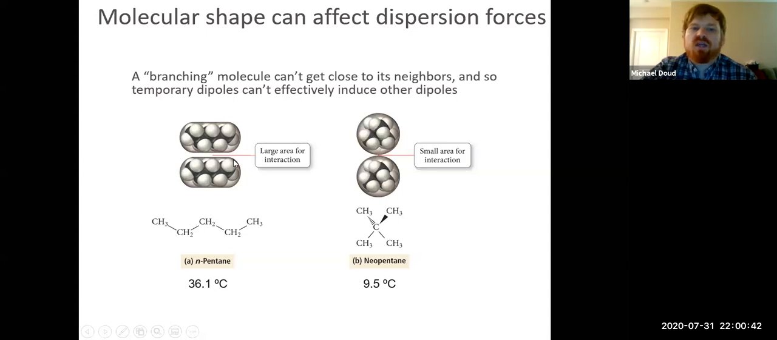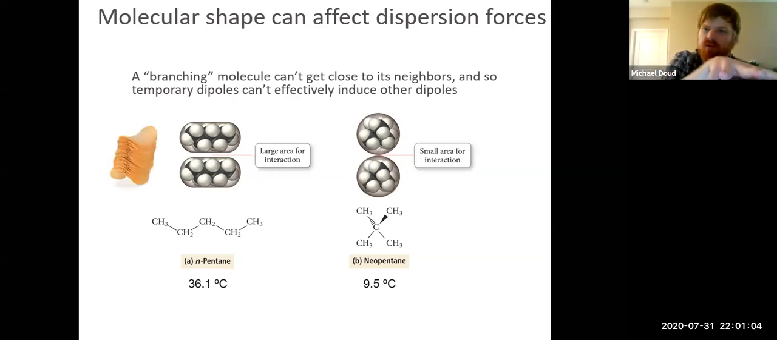The best way to visualize this is to look at n-pentane versus neopentane. These are both C5H12 molecules, but n-pentane boils at 36.1 degrees Celsius, and neopentane boils at 9.5 degrees Celsius. The best way to think about this is that n-pentane, because it's flat, can stack on other n-pentane molecules really easily. Think of it like a Pringle, right? They're in their tube and they sit flat on one another.